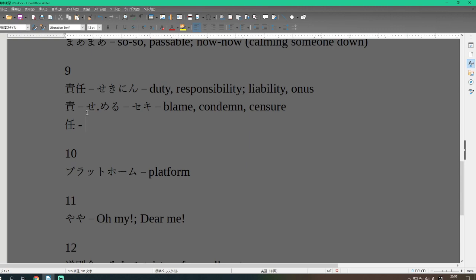Seki ni no seki. Seki or semeru. Blame, condemn, or censure. Ani semeru. Blame, condemn, or censure. Seki. Censure. Stepping. Seki. Censure.